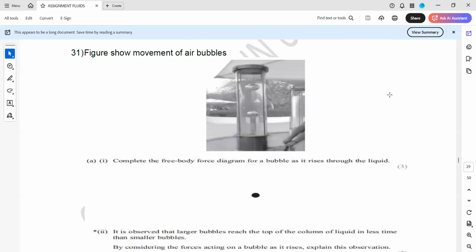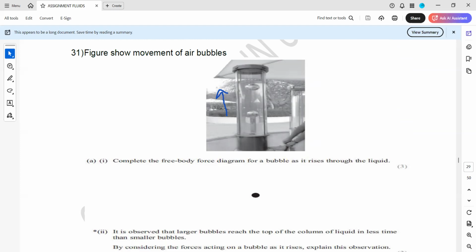The next is, the figure shows the movement of the air bubble. As you can see, the air bubble. Complete a free body force diagram for a bubble rising through the liquid. So the bubble is going up. And it is rising, and they did not mention whether it is accelerating or decelerating, but it is going up. So what are the forces acting on the bubble?